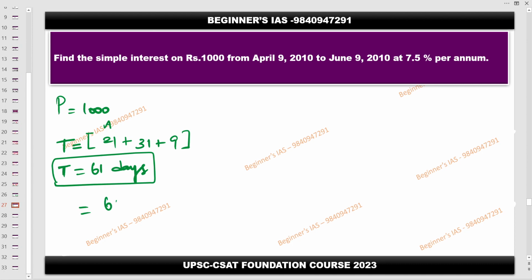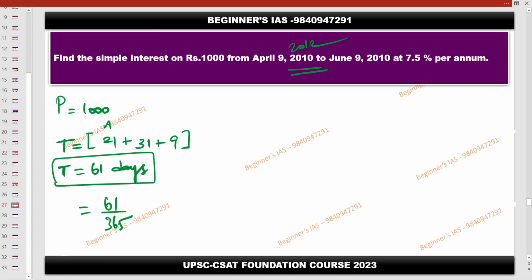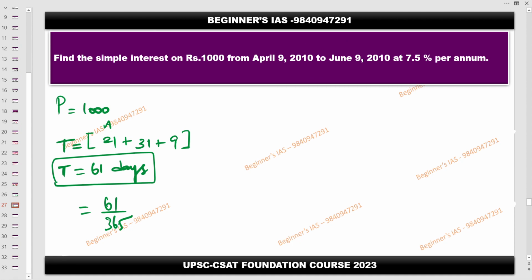So here convert that in terms of year. What you have to do? We have to divide by 365, since it is a non-leap year. Please learn this concept also. Suppose if the question is dealing with 2012, then you have to take 366. Clear? Knowing the difference is very simple, but there is a possibility to make a mistake.